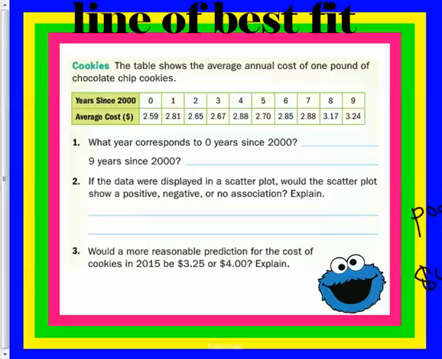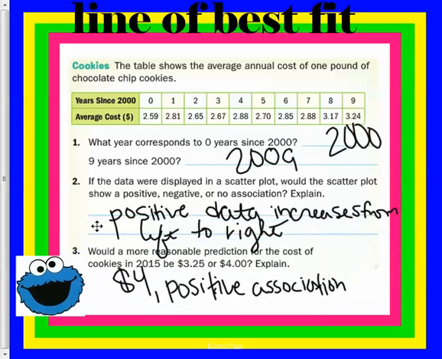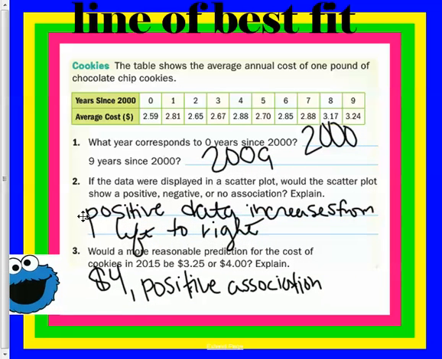Hey friends, today we're talking about the line of best fit. If we look at the cookies in this table, they're asking us what year corresponds to 0 since 2000. So if we are looking at how many years since 2000 and there's 0 years, it's 2000. If it was 9, it would be 9 years. If we look at this data in a scatter plot, you would see that these are increasing over time. So this would be a positive increase from left to right.